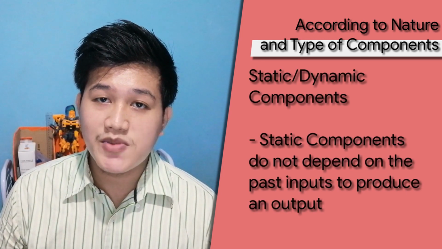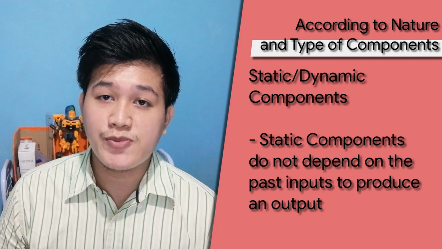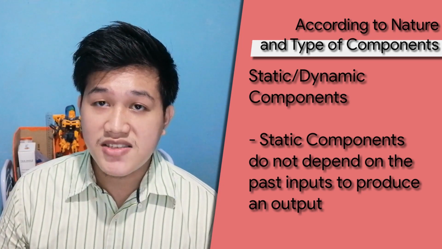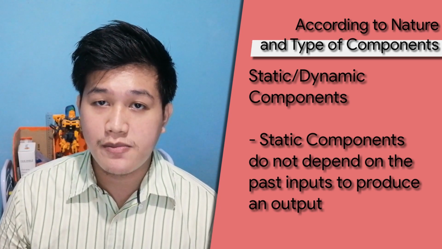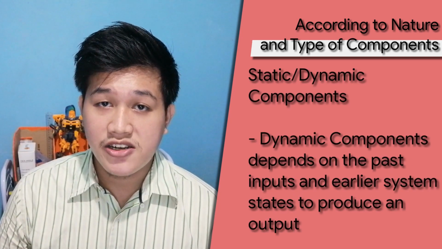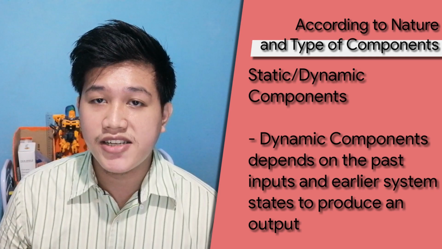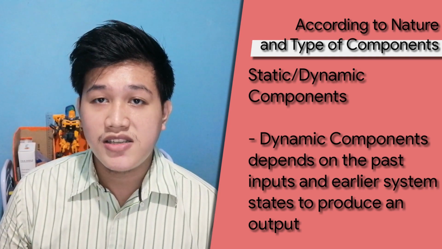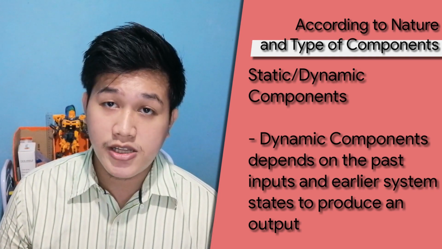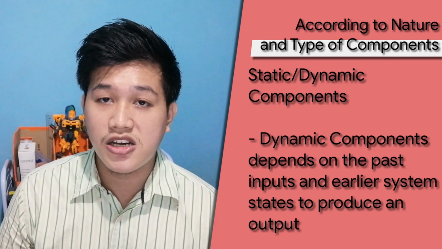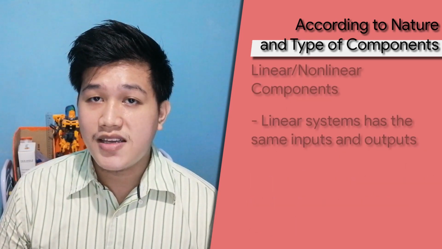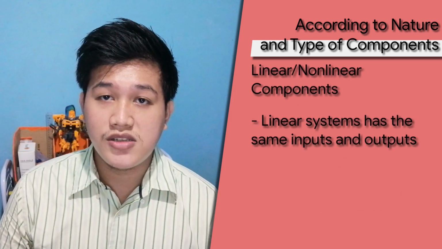So static systems do not depend on the past inputs to produce the output. This means that the equation is memoryless or will only depend on the value of the variable. Dynamic systems, on the other hand, depend on the past inputs and earlier system states. This means that the equation will rely on the past value of the variable to become a prime or derivative of the current formula. Next up is linear or non-linear components.